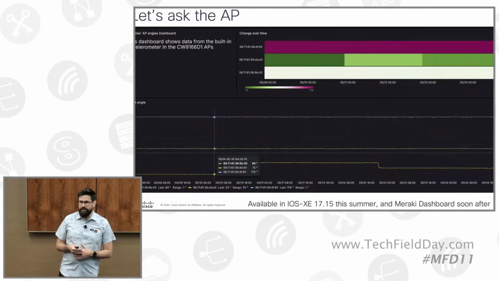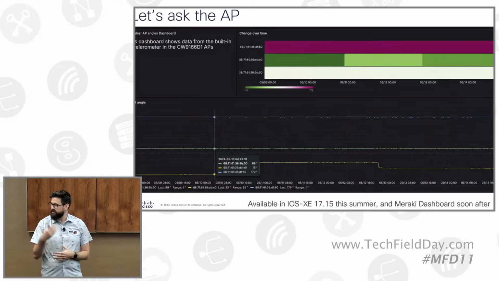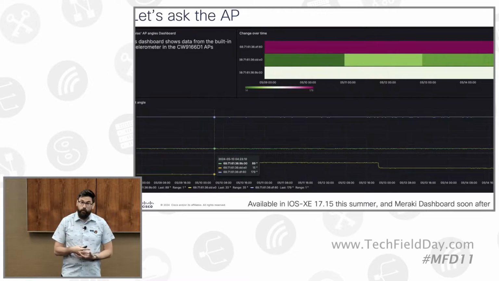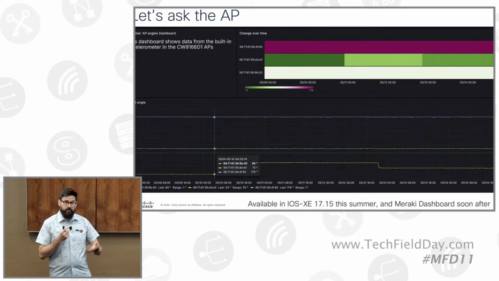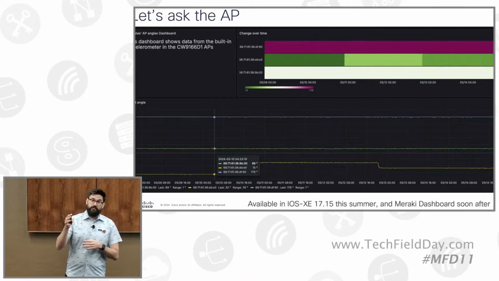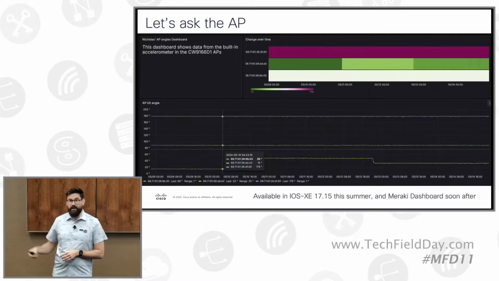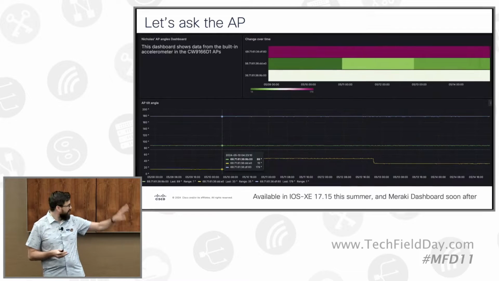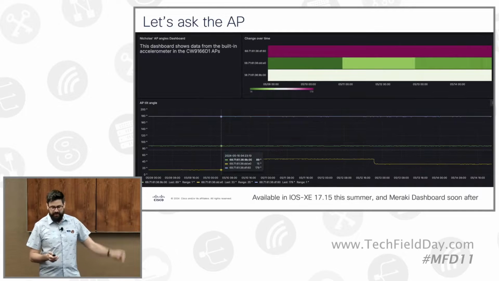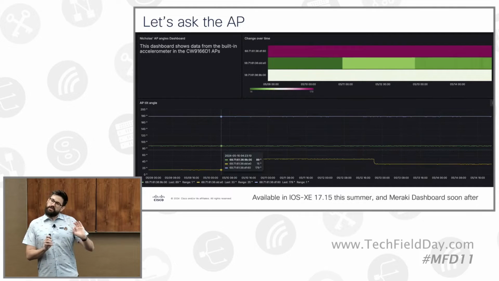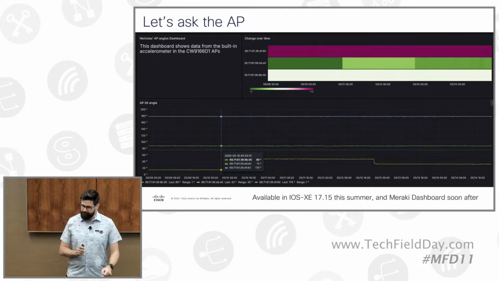In November, we talked about us putting accelerometers in the access points. Happy to announce that starting 17.15.1, you can pull this data off the wireless LAN controllers, and we're putting it in the Meraki dashboard soon after. For those Norwegian Grafana-loving wireless folks, you know who you are, you can do way better than I can. So crazy. But I just wanted to give a shout out that that's going to be available. Super elegant, small, very impactful feature.